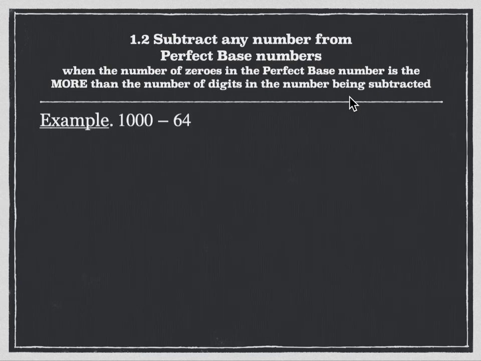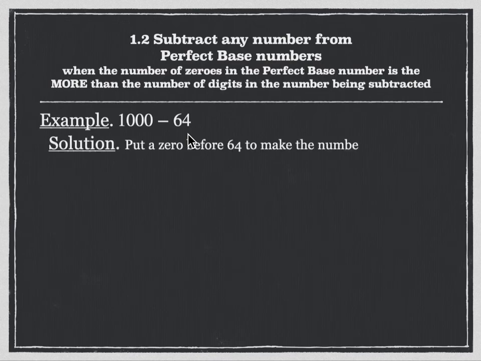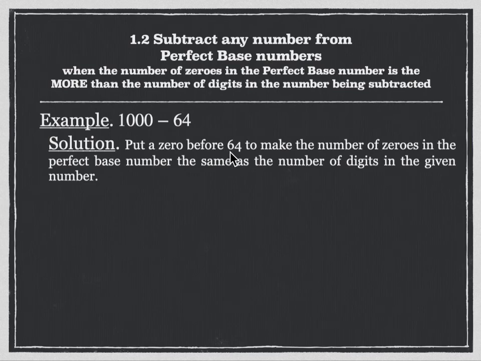Say you have 1000 minus 64, wherein you can see there are more zeros in the minuend than the number of digits in the subtrahend. So we will improvise: we put a 0 before 64 to make it 064, so the number of zeros in the perfect base number is the same as the number of digits in the given number.